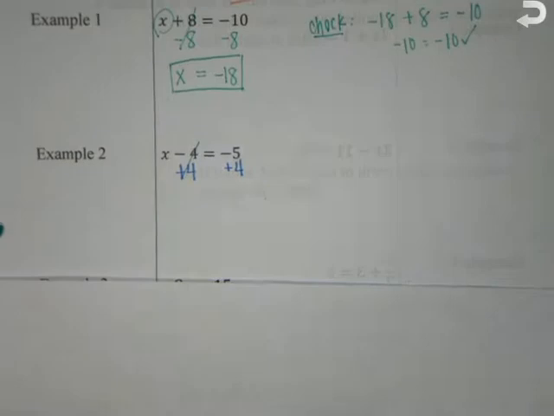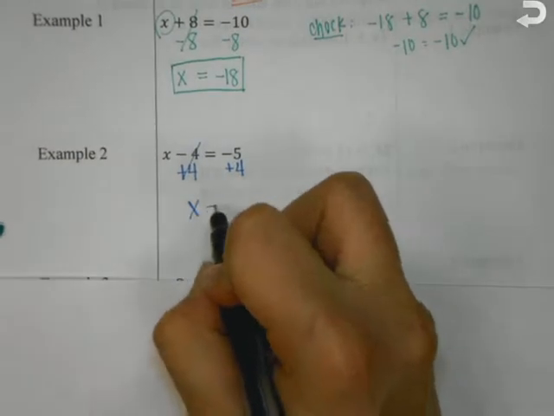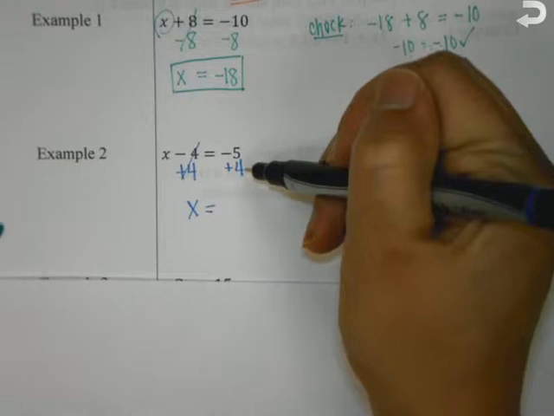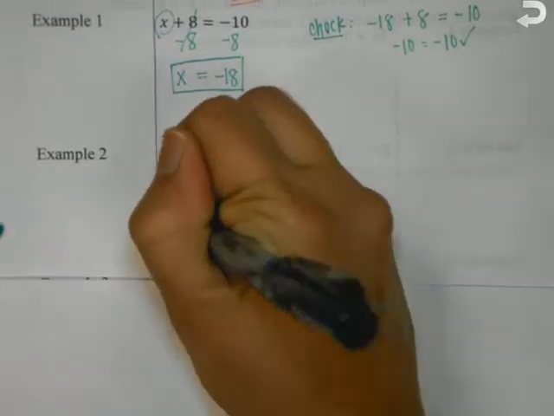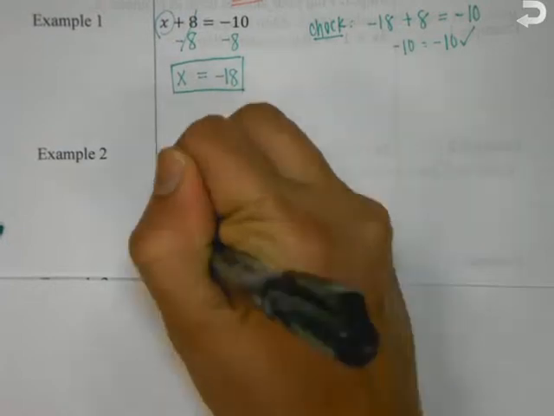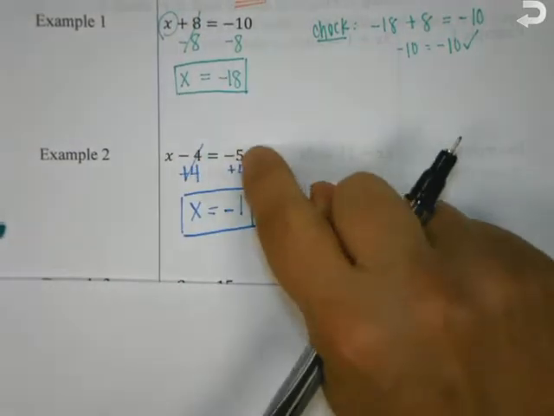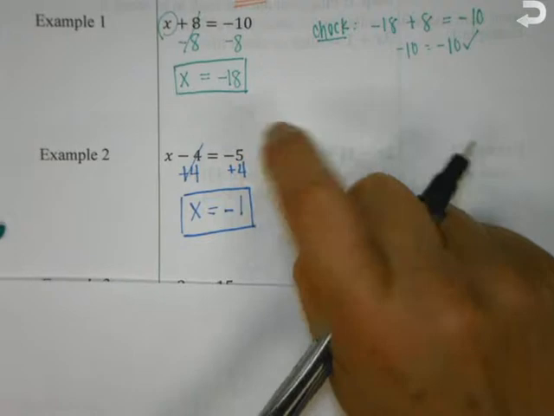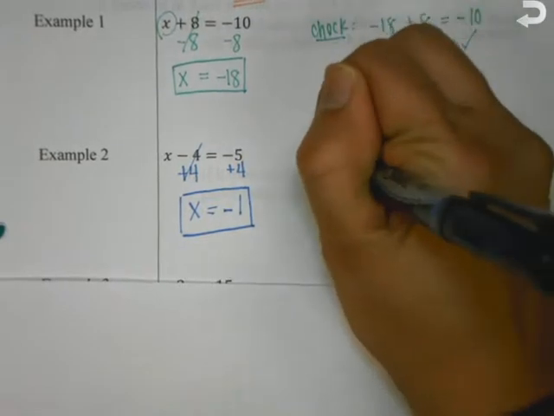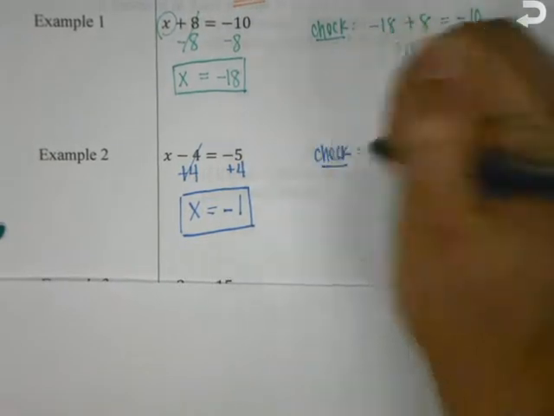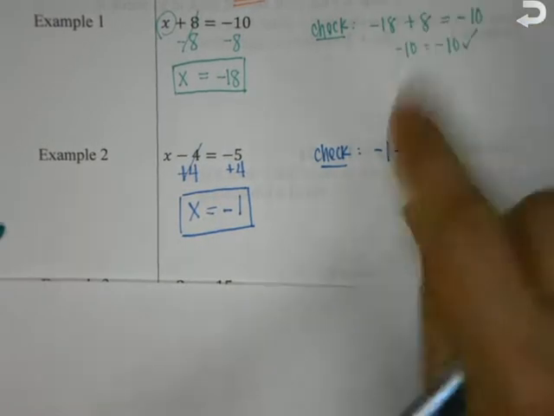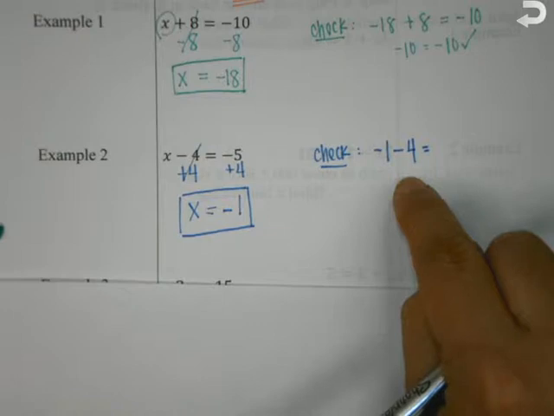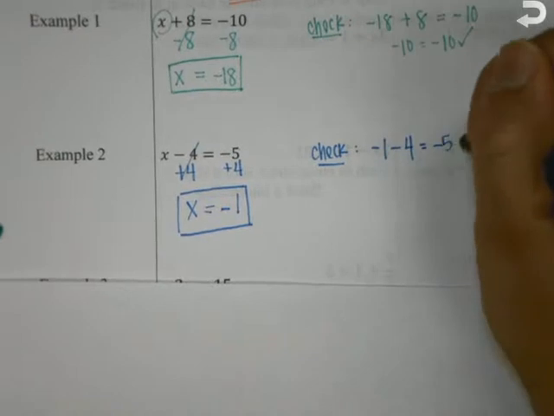So we get X equals negative 5 plus 4. Negative 1. 5 is bigger than 4, and 5 is negative. So that's how we get our negative. Let's check it. I have negative 1 minus 4. What's negative 1 minus 4 going to give me? Negative 5. So it works.